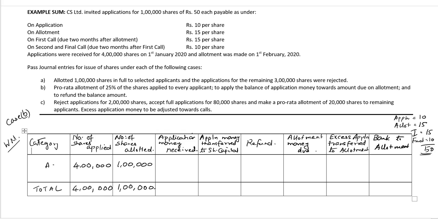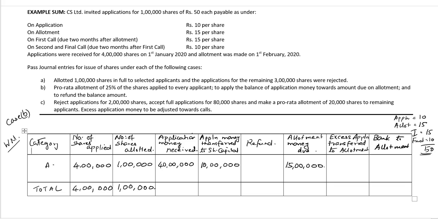So let's fill in the table. The application money received, number of shares applied, 4 lakh multiplied by 10 rupees per share, we get 40 lakh rupees. Application money transferred to share capital, number of shares allotted 1 lakh multiplied by application money per share 10 rupees comes up to 10 lakh rupees. We'll come back to the refund column. The allotment money due, number of shares allotted 1 lakh multiplied by 15 rupees per share comes up to rupees 15 lakh.